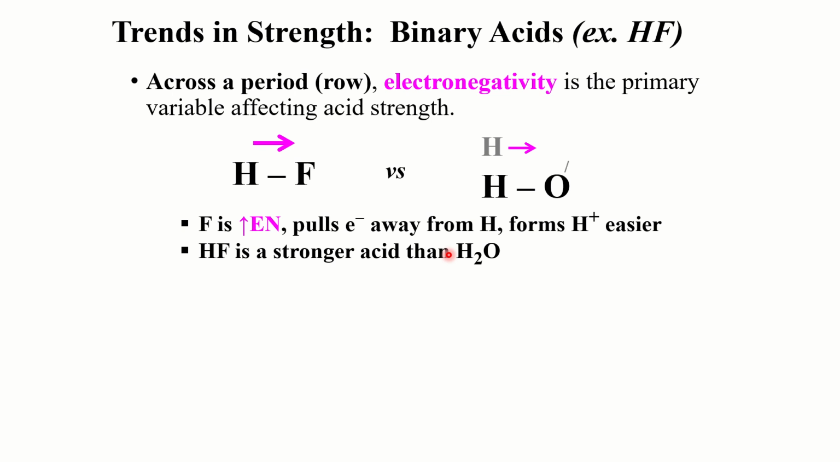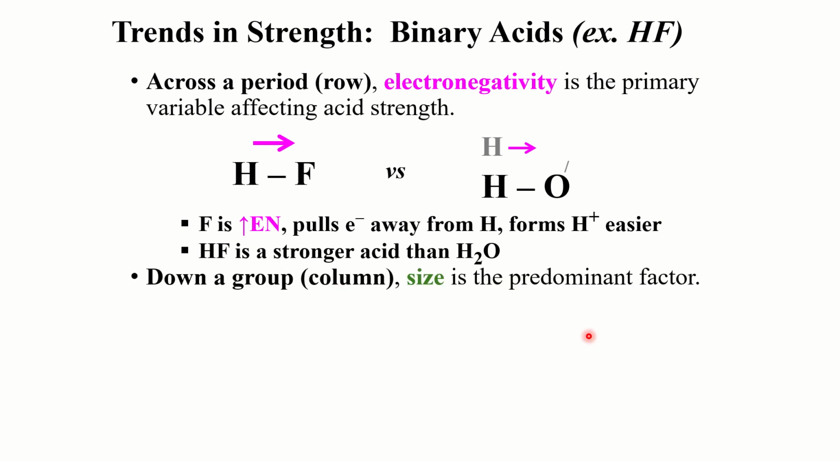So if I asked you to compare HF versus H2O, they are in the same row, in the same period. Fluorine is further to the right. Fluorine is more electronegative. Thus, HF, hydrofluoric acid, is the stronger acid here because it's pulling the electrons away from hydrogen, which makes it easier for that H+ to be peeled away, to be donated, making it the stronger acid.